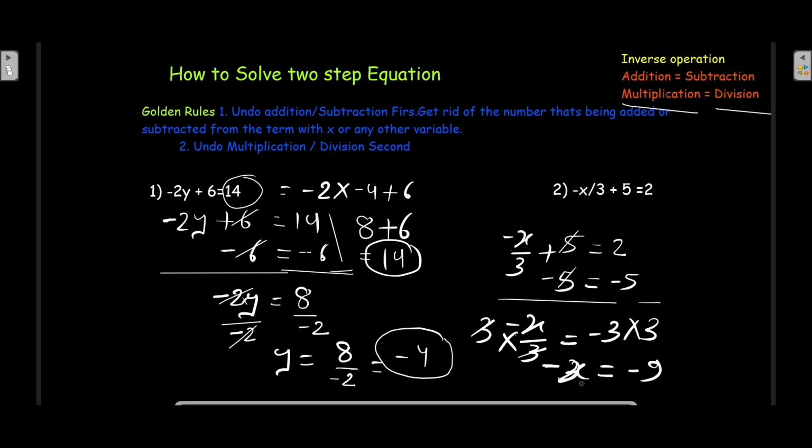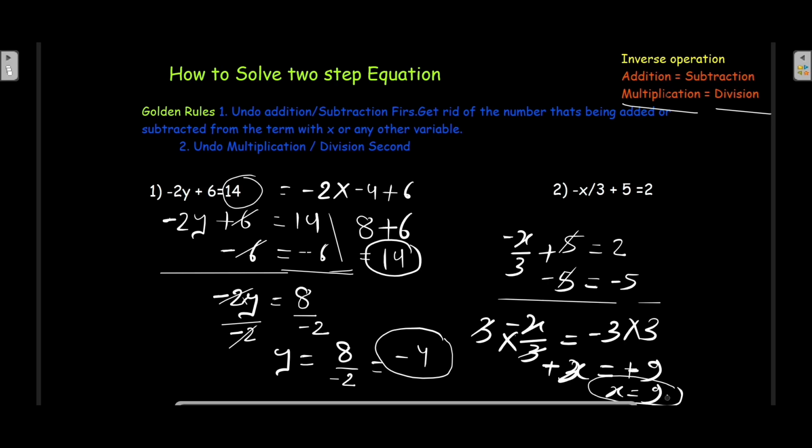To undo this minus here, we have to multiply both sides by minus, so it will become plus. So x is equal to +9 is our correct answer.